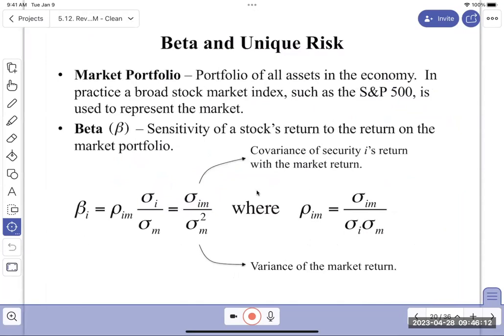Okay, so the market portfolio we're going to introduce. The idea of the market portfolio, right? The S&P 500 is a proxy. It's a portfolio of all assets in the economy. So theoretically, this is how we're going to refer to the market portfolio. A portfolio of all assets. So every asset that has been combined to create an index.